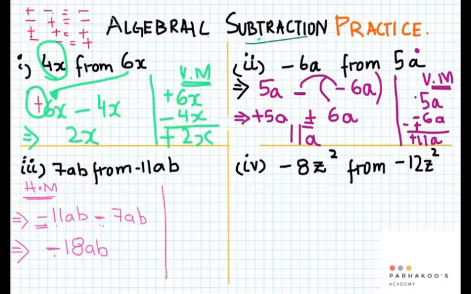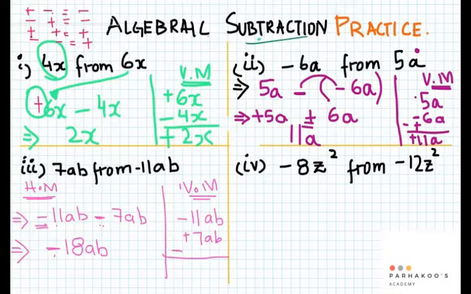Okay, let's do it vertically. So minus 11ab, then we have 7ab, and we need to subtract it. So minus is plus, 18ab with the minus sign.